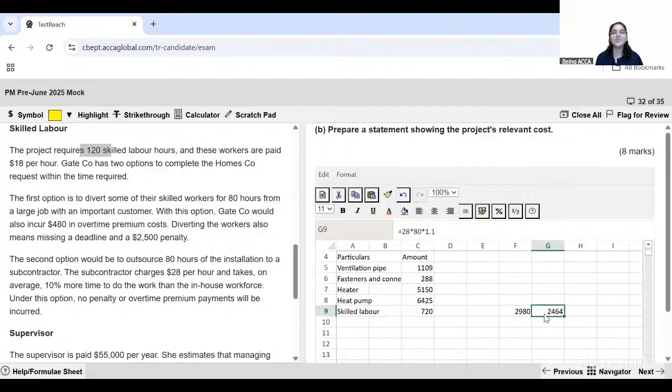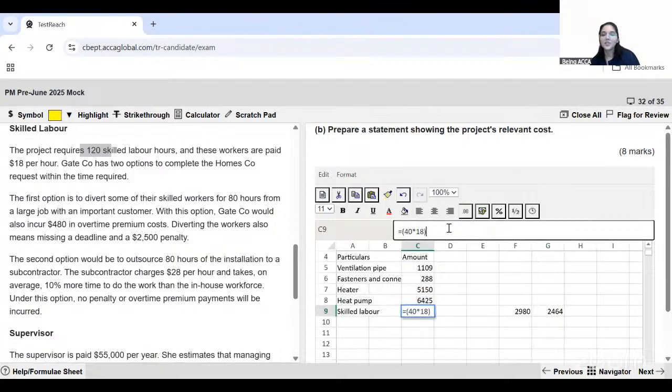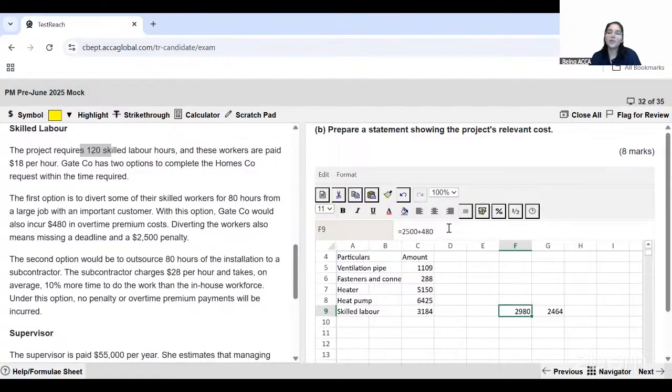As an organization, we always want to minimize our costs. So the second option is what we are going to choose. We will show the entire working here, 28 into 80 into 1.1. So you add to it 80 hours more that we want, but for every 1 hour, they take 1.1 hour, and for each hour we have to pay them 28. So this is what the total cost is going to look like.